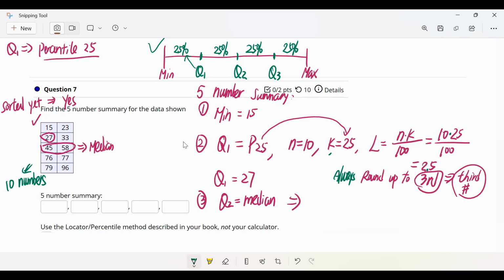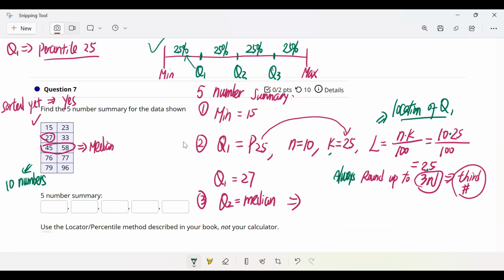So the formula is N and K, and L equals N times K over 100. And what do you find from that? We find the location. L here represents the location, the locator of quartile 1. So we use it to help us find the location where quartile 1 is located.